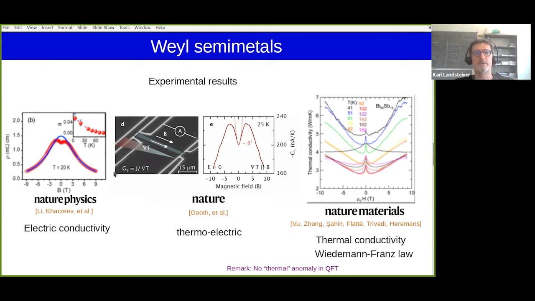Not only this, you can also look at what the temperature gradient is doing and look at this thermoelectric conductivity. And again, you see this T-squared behavior. And then for large magnetic fields, this effect should switch off because this conductivity goes to 0.